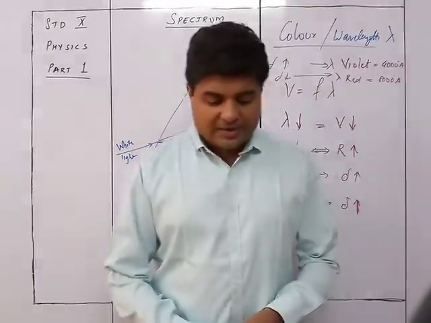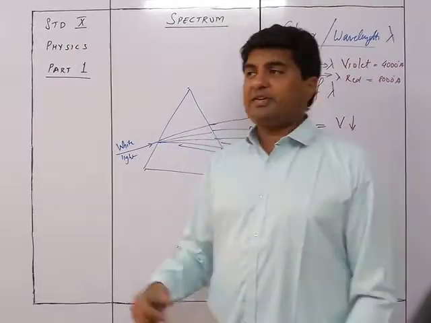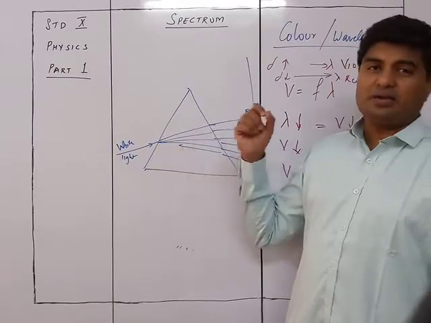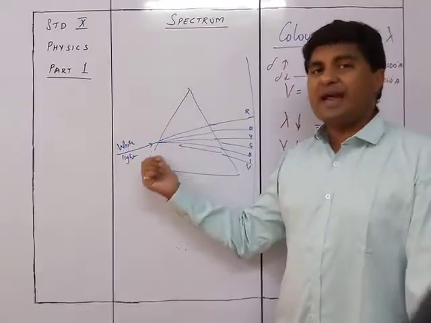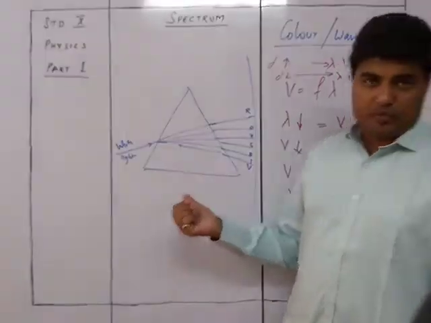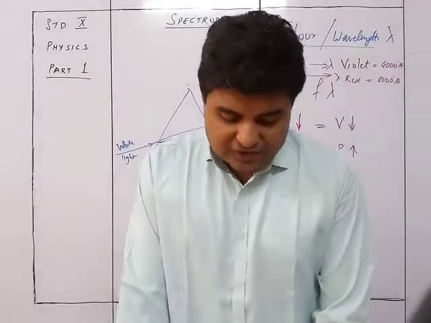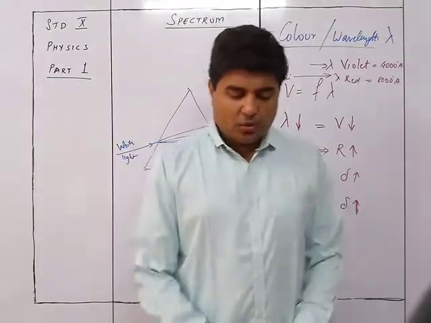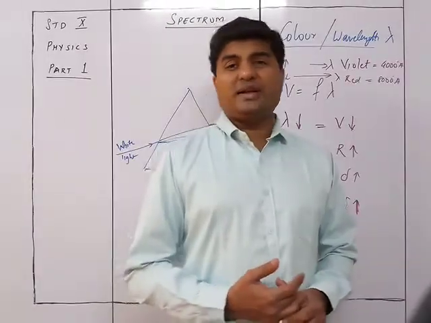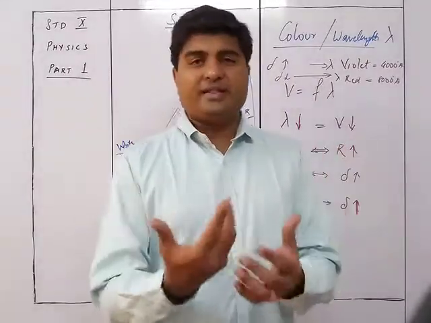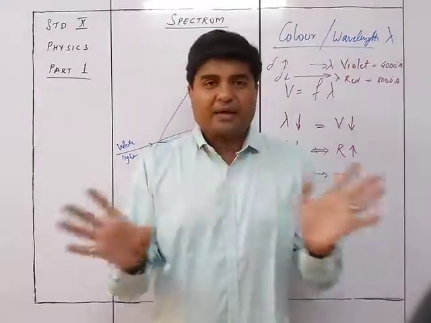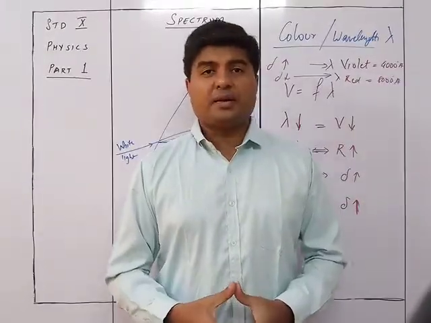Deviation of light occurs at both surfaces of the prism. The deviation takes place here also and here also. Due to the deviation here, the colors got separated. Here also deviation takes place, and that is why they are getting separated much more. And the prism does not produce colors, but it only splits the various colors present in the light incident on it. So there is nothing like the prism generating the colors. It is just splitting the various colors which are present in that particular light.